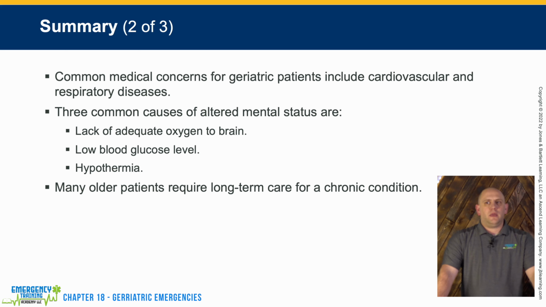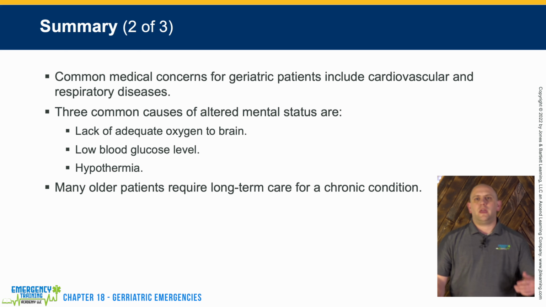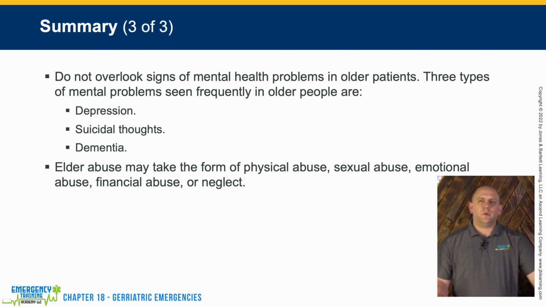What may be a minor illness for an otherwise healthy person can be a life-threatening illness for a patient with a chronic condition. Make sure that we don't overlook signs of mental health problems in our elderly population. There are three types of mental problems that are common in our elderly population. They are depression, suicidal thoughts, and dementia.